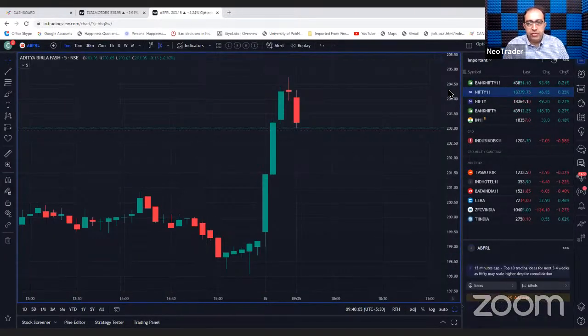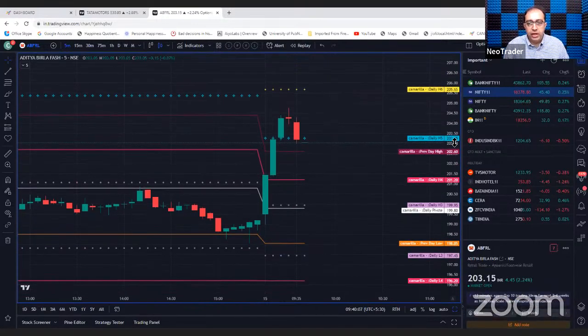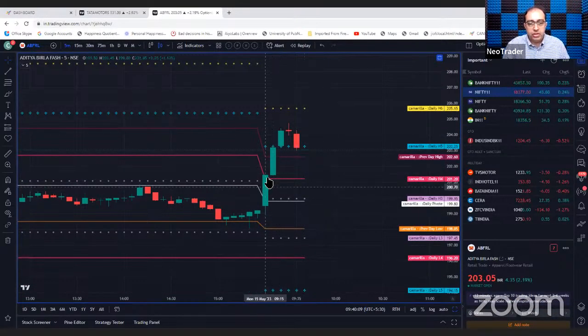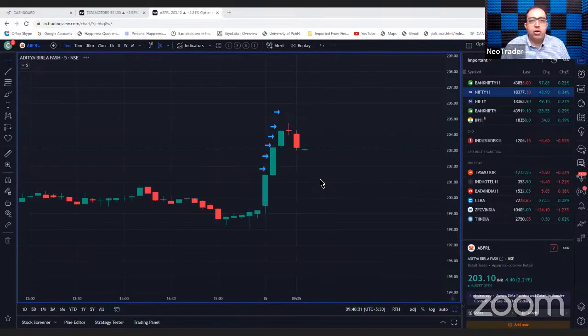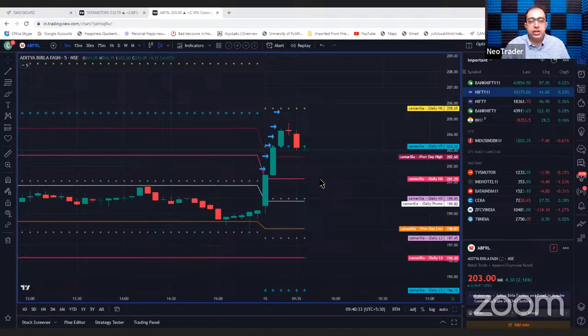You can see that ABFRL has moved, and the moment it crossed the H4 level, you get a push to the upside. It steadily goes higher, and then your immediate target is always H6. So when you want more levels on your chart, H6 is a very good level. You can see now there is some brief bit of reaction happening here.